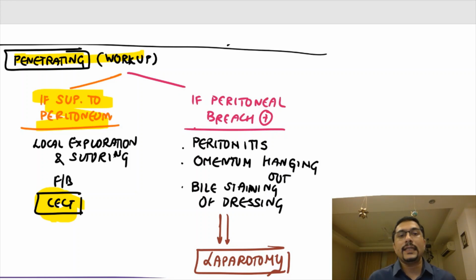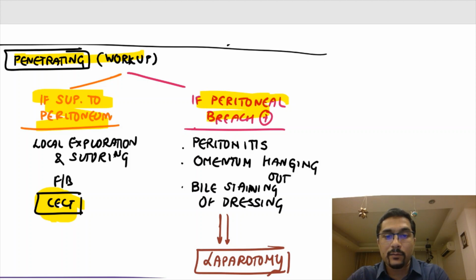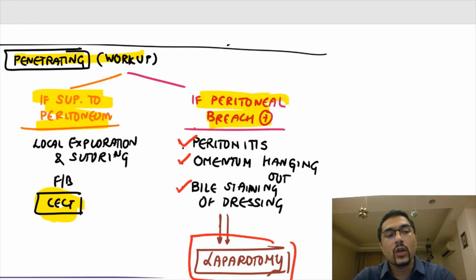You know, CECT is contrast-enhanced CT scan. But if there is a peritoneal breach, that means the peritoneum has been breached. Okay, in that case, we have to do a laparotomy, especially if there's peritonitis, if the omentum is hanging out, or if there is bile staining of the dressing.